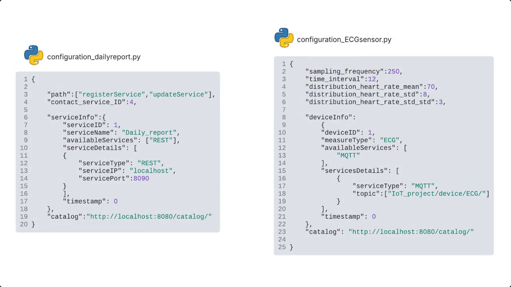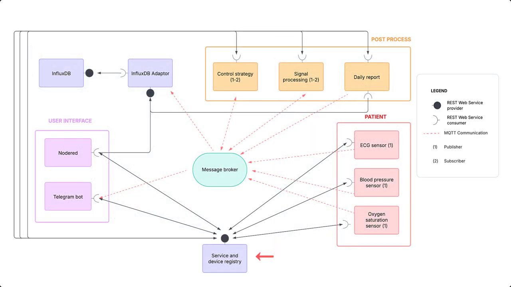For this reason, each microservice and device has its own configuration file in which the information of the service or device is stored. All the users of the software, as well as the devices and the services that are part of the system, are registered in a catalog. This allows the discovery of the active services and devices.